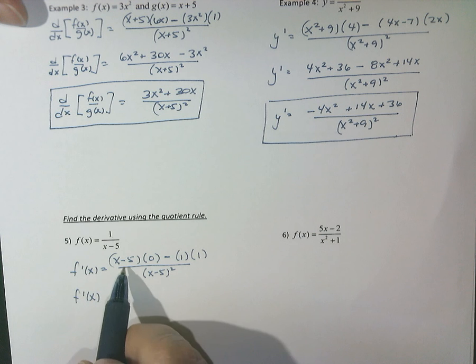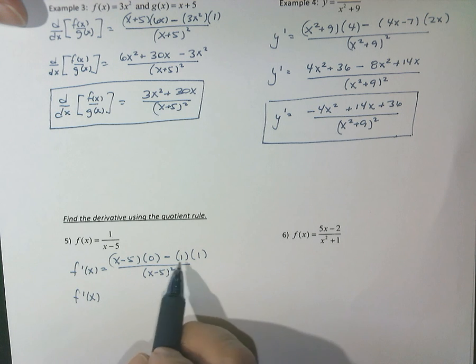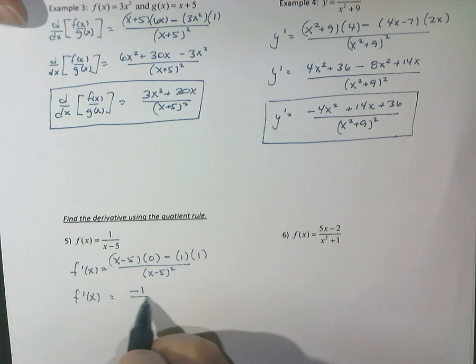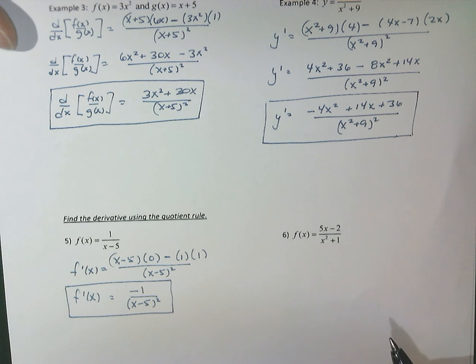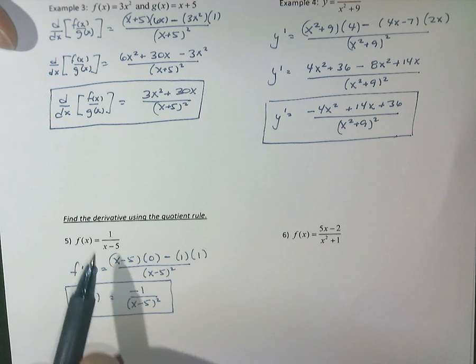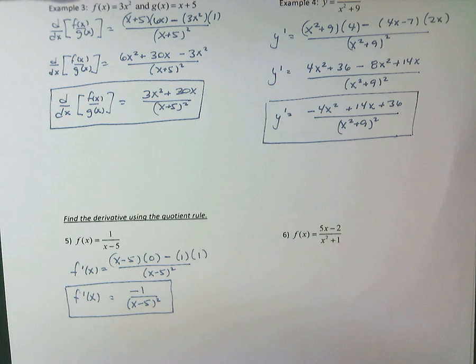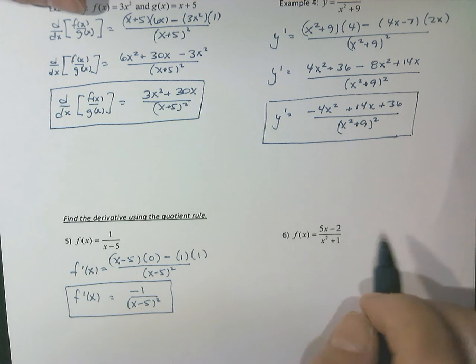So f prime of x: x minus 5 times 0 is 0. Negative 1 times 1 is negative 1. So the numerator is negative 1, denominator is x minus 5 squared. So you can see there is a shorter version to get from here to here, and you might be able to figure it out, but later on I will show you. If you want to look into it, just look up the chain rule, and that's what we're going to be doing pretty soon.